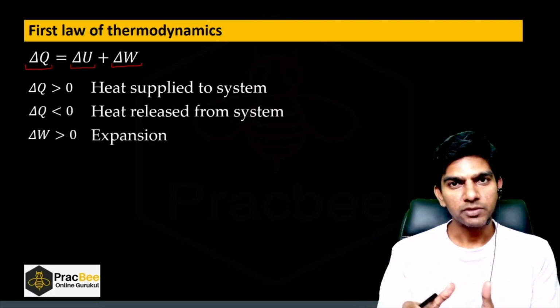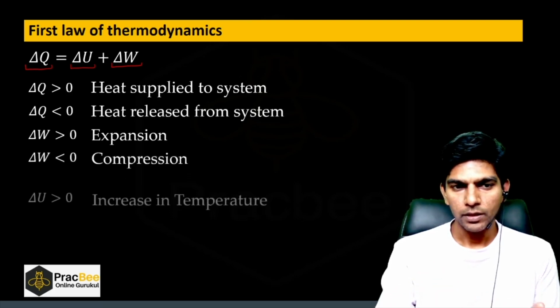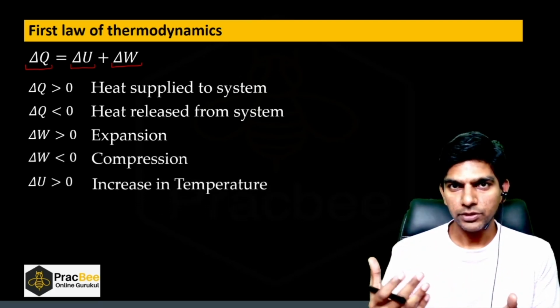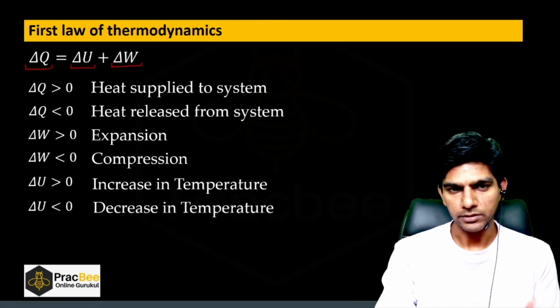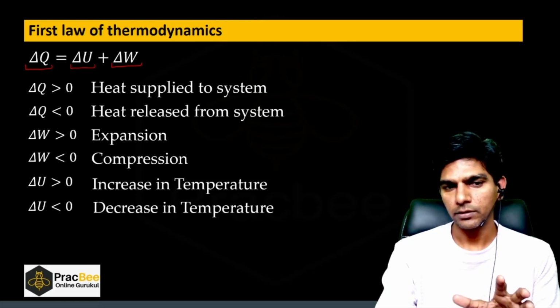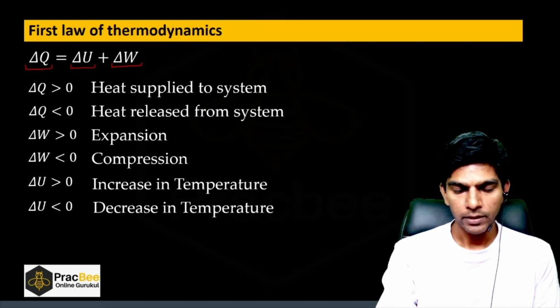And work done will be positive if there is an expansion of the gas, and it will be negative if there is a compression. And internal energy will increase if the temperature of the gas is increasing, and it will decrease if the temperature is decreasing. So do remember these nomenclature, because in questions they will give you, like, the internal energy is increasing. So from that you have to figure out the temperature is increasing or decreasing. It will increase, right, if delta U is increasing.